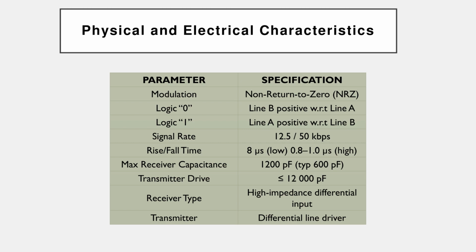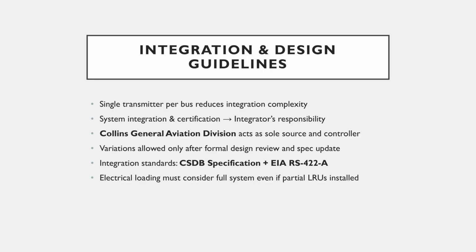CSDB uses NRZ modulation with differential signaling. Logic states depend on the polarity of the A and B lines. Rise and fall times, input capacitance, and transmitter drive levels are tightly controlled to ensure reliable operation across all LRUs.